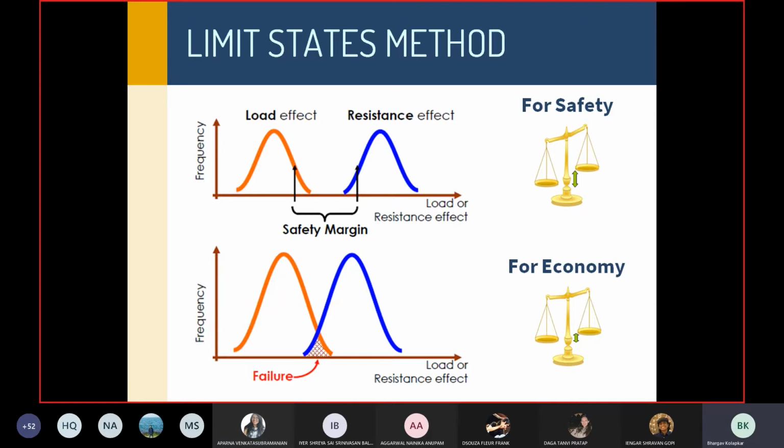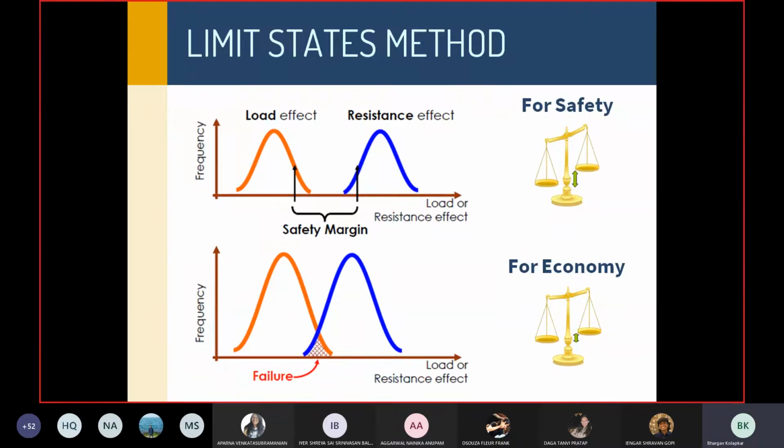We are talking about safety, which means we are talking about the probability of failure being acceptably low. We can design a structure that is 99.9% safe, but it will come at a cost. We can design a structure that is 100% safe, but it will come at a cost. So we have to think of economy as well when we are trying to design a safe structure. Therefore, we are trying to figure out what is the acceptable probability of failure.